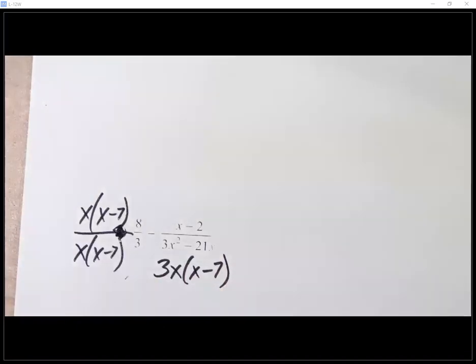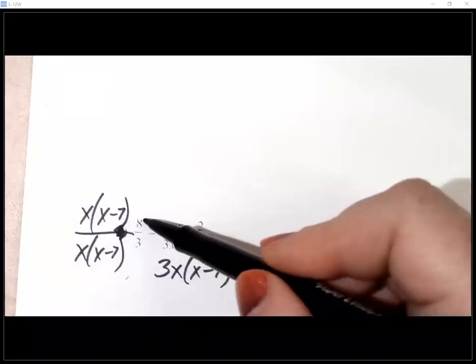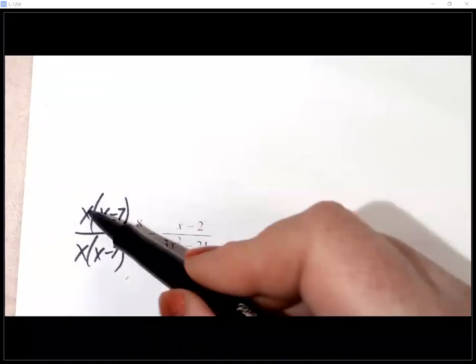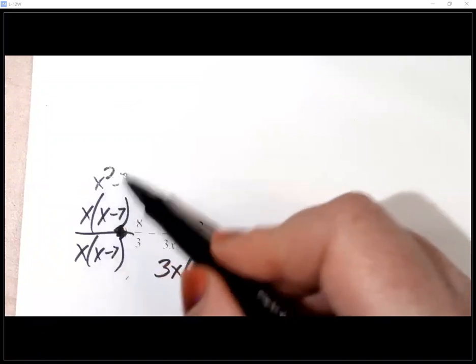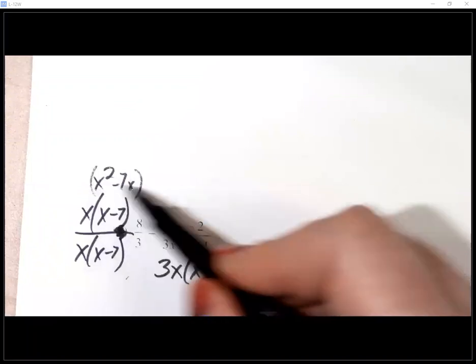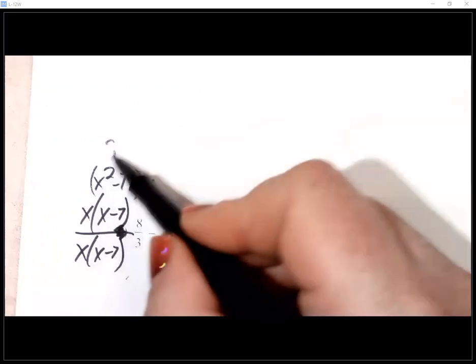All right, so now both fractions have the same denominator, right? So now I'm just going to subtract the numerators. Up top here, I've got to multiply all that together. So that's x squared minus 7x times 8. So that's going to be 8x squared minus 56x.